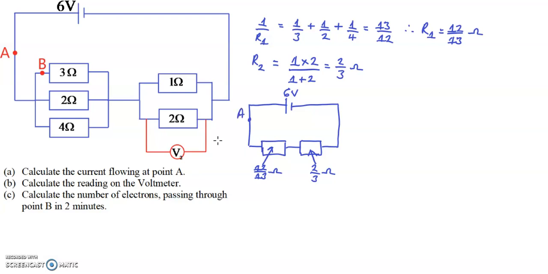So the first thing to do is find the total resistance of this equivalent circuit. So I'm going to denote that as RT. Because we've got two resistors in series now, we add the resistances together. So 12 over 13 ohms plus 2/3 ohms, and that gives a total resistance of 62 over 39 ohms.